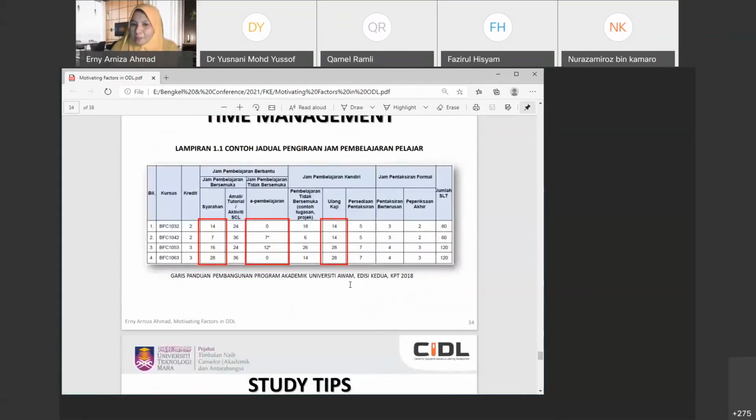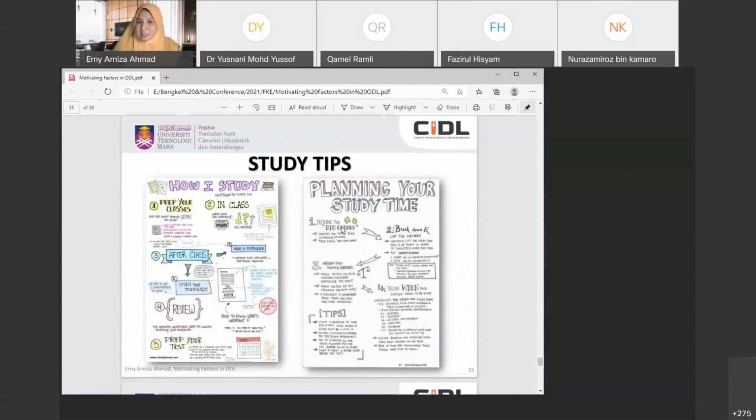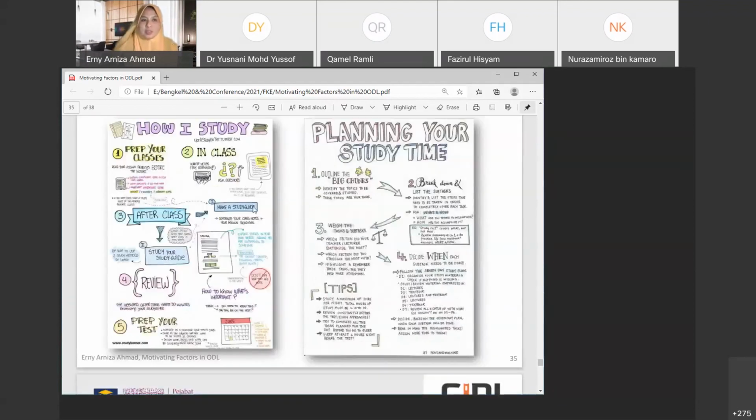Around 4:40 already. Okay, so this is the last slide. Good. So these are some of the statistics. Normally, what you need to do, how I study: you already know how many hours you need to study. So you plan first, before you go to your lecture. So do your preparation. These are the things that you need to do.